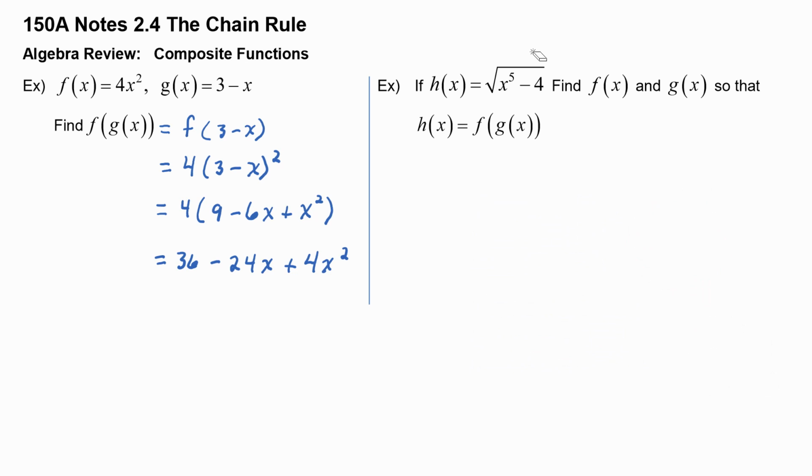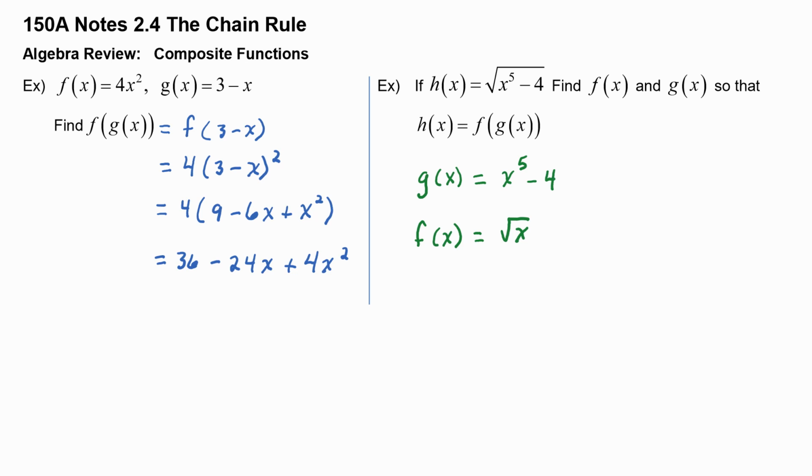So if we let g of x be the inside function, we could let it be x to the 5th minus 4. Then f of x would have to be the outermost function, which is this radical. So f of x would be radical x. And notice that if we took g of x, which is x to the 5th minus 4, and used it as the input to f of x, then we would end up with h of x.